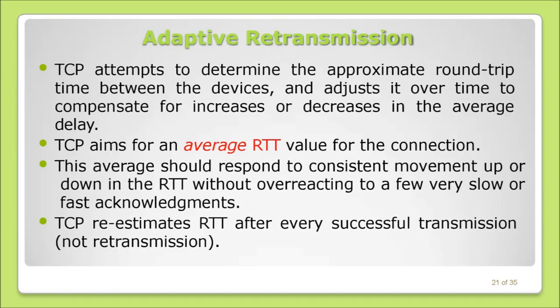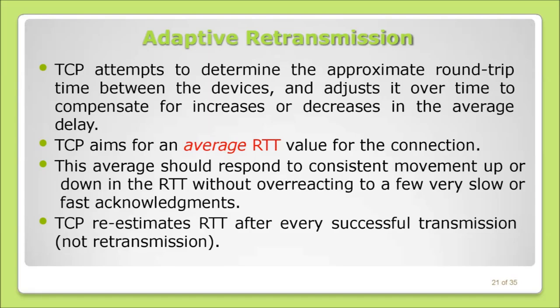Adaptive retransmission. TCP attempts to determine the approximate round-trip time between the devices and adjusts it over time to compensate for increases or decreases in the average delay. Dear students, round-trip time is the time used on the network to process a specific request for a client. When a client sends a request to a server, a specific time is used to process that request, that is called RTT or round trip time.